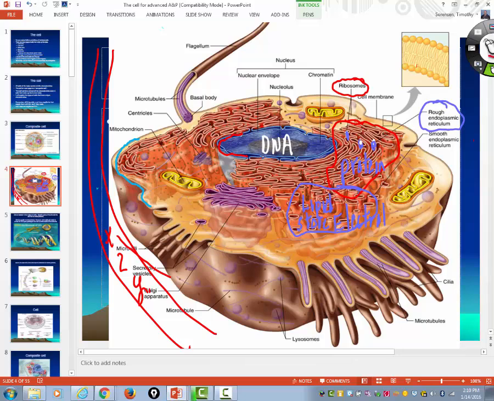So what's the function of the smooth endoplasmic reticulum? To store electrolytes and to make lipids. So we got the protein, we got the lipid. Then you have this other folded, kind of smashed membrane, and that's called the Golgi apparatus.